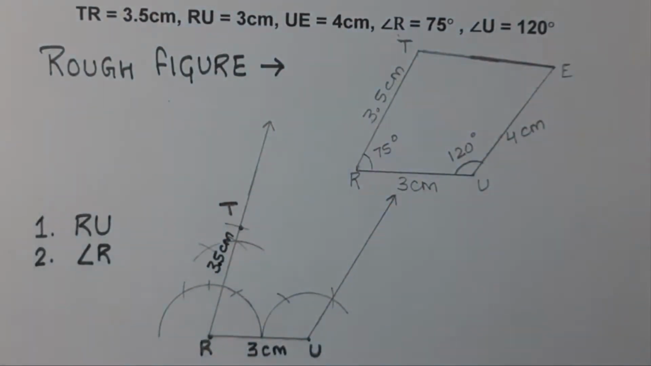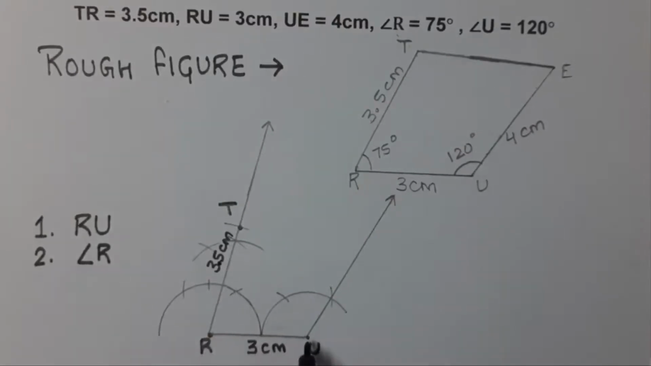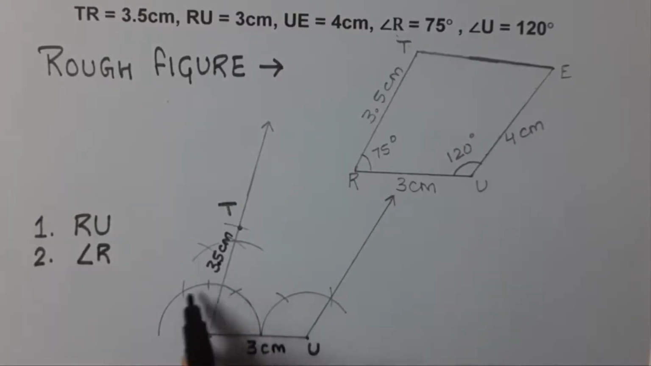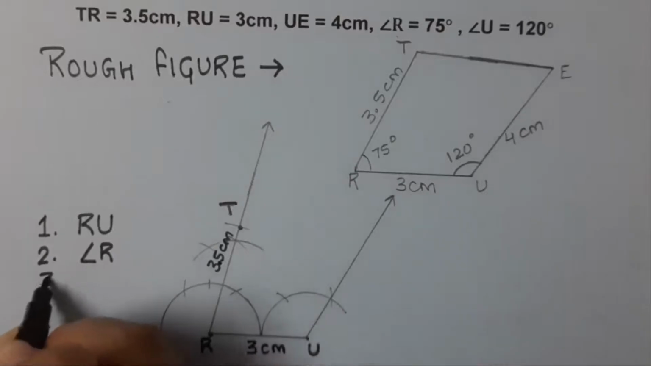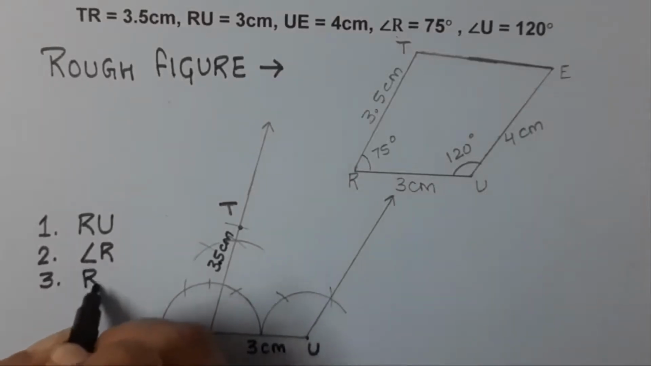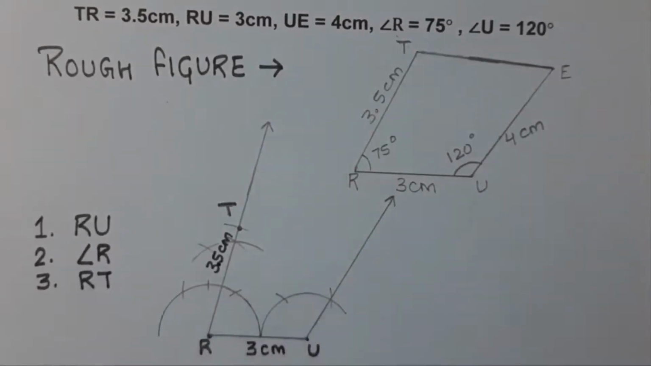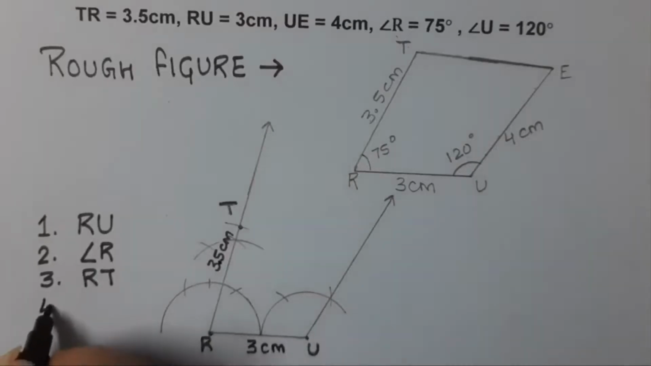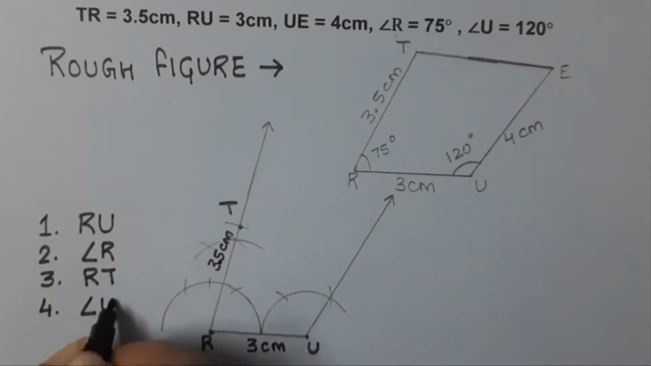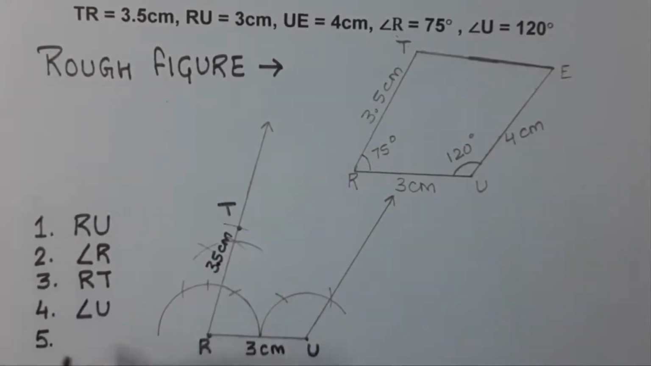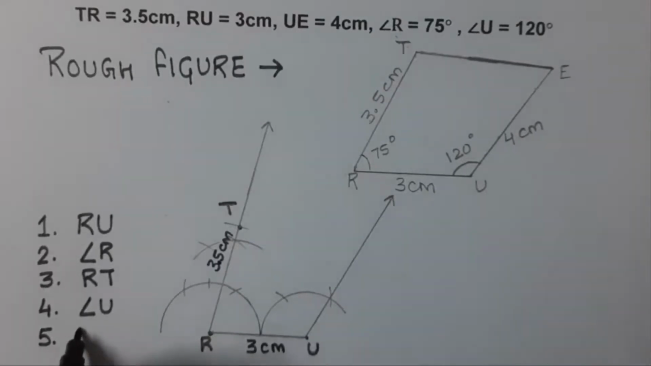Now E is at a distance of 4 centimeter from U. Okay, I just forgot to mention the sequence. So we had constructed RU, then we had constructed angle R. After that we constructed RT by locating the position of point T, and then we have constructed angle U, and then the last part which is we'll be constructing UE.